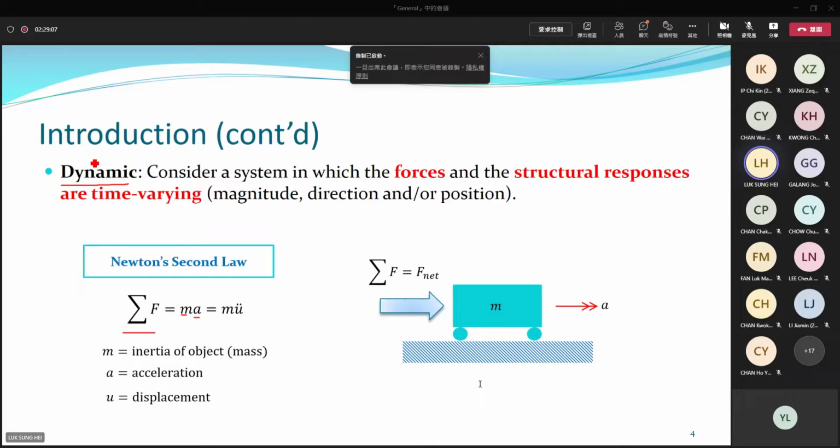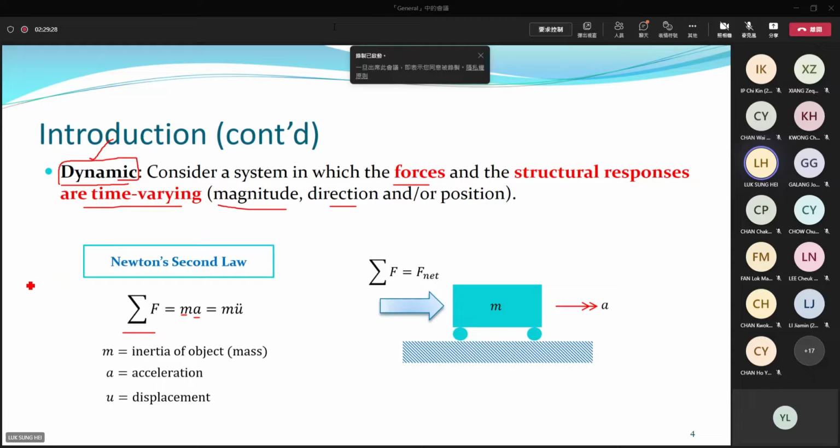For a dynamic problem, the force, displacement, or other structural response will change as time-varying functions. It may change the direction or change the positions. Everything changes with time. That's why we call it dynamics.